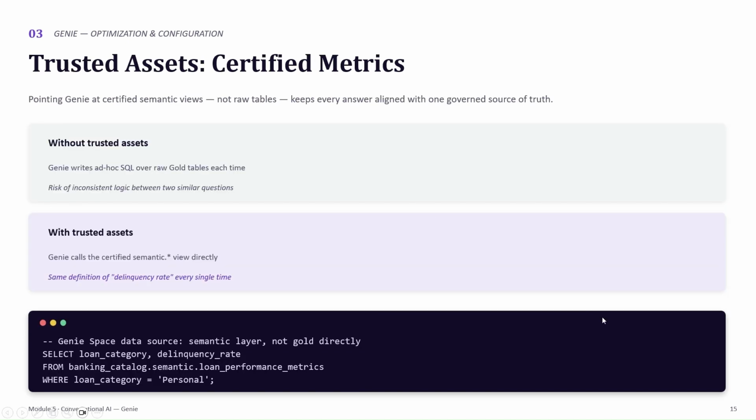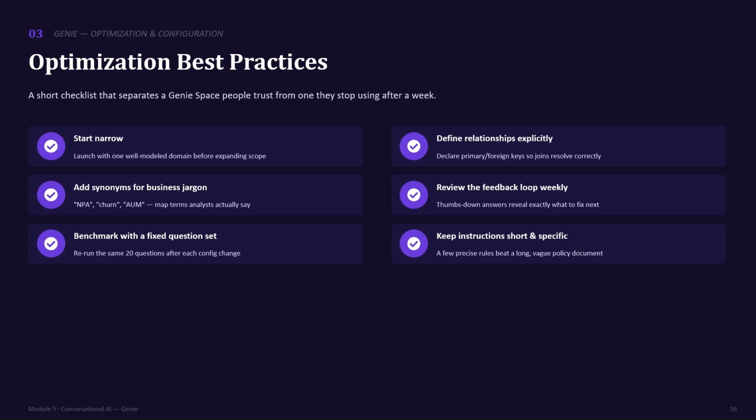And finally, you can also share trusted assets. Genie writes ad hoc SQL, so you always give the benchmarking, and then point Genie at a certified semantic view. Always go within the instruction. We say that Genie should always go to this semantic view. If somebody asks for loan performance, go to the loan performance semantic view. That way your numbers are not always changing, and you can trust your numbers. So that's how beautifully this can be done. Metric views or semantic views help Genie be more accurate.